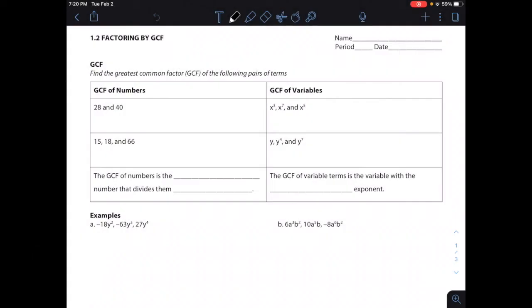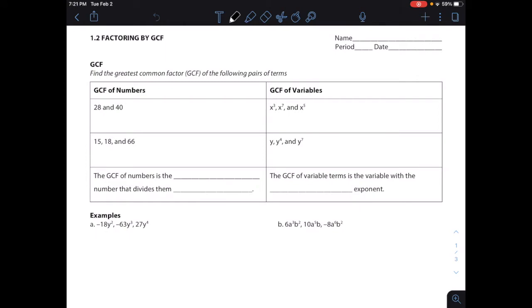All right, welcome back. Starting off third quarter, we are going to do a little bit of review, and then we are going to jump into some factoring that will be new and will be quite a bit more challenging than what you did in intermediate algebra.